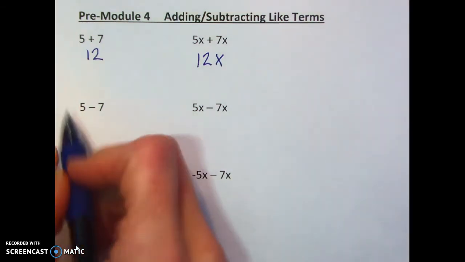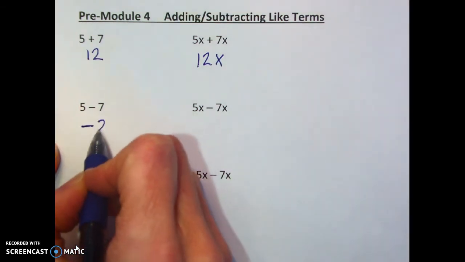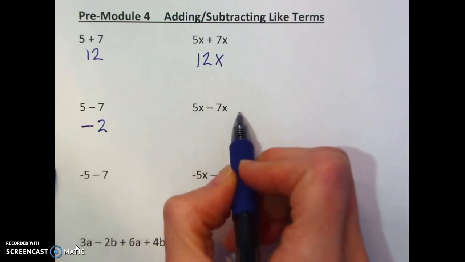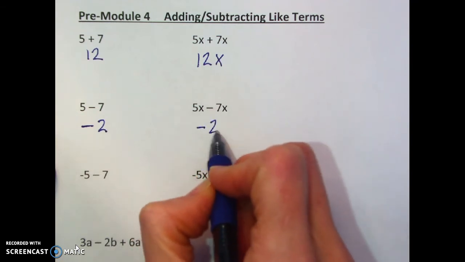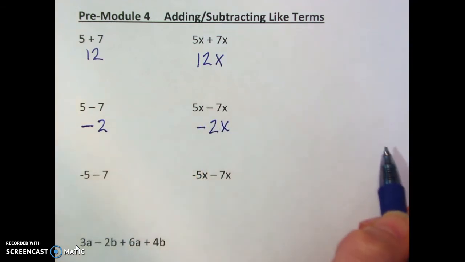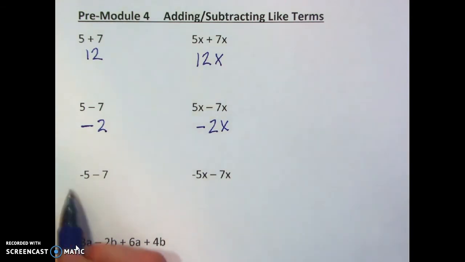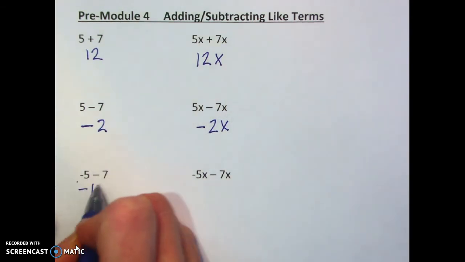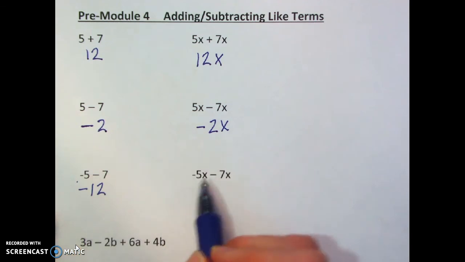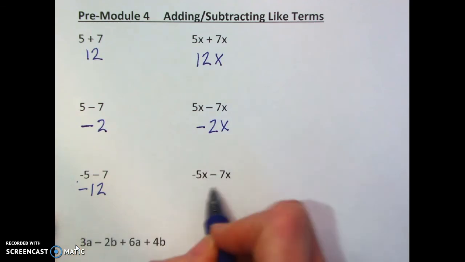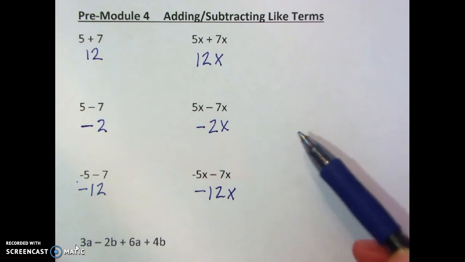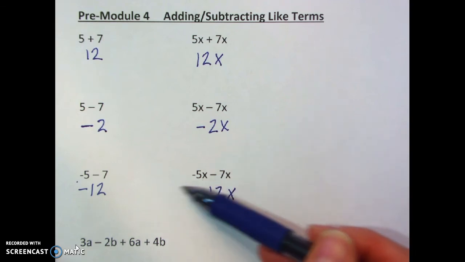Same with subtracting. 5 take away 7 gives us a negative 2. So 5 of something take away 7 of something, we have a negative 2 of that something. And then negative 5 subtract 7 would give us negative 12. Negative 5x take away 7x gives us a negative 12x. So it's the same as adding the coefficients in front of these x's.